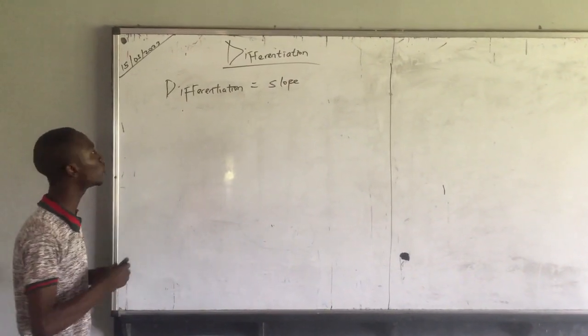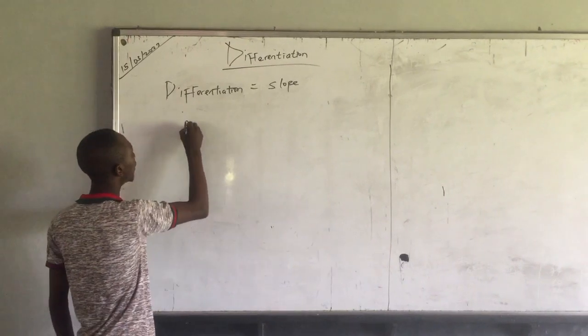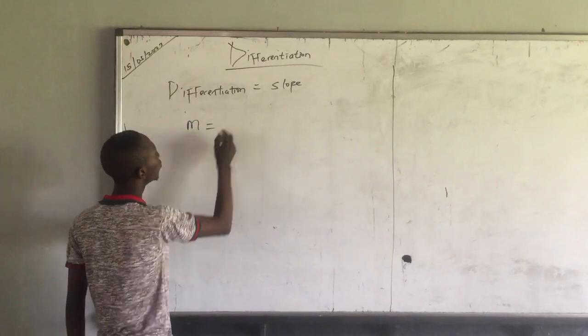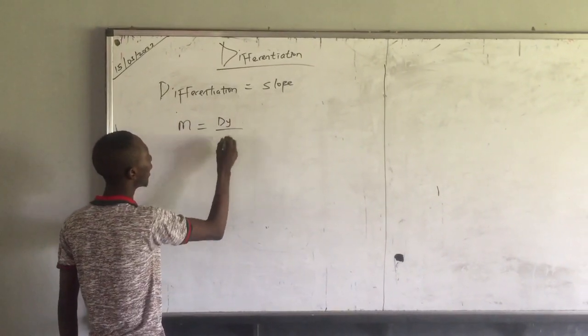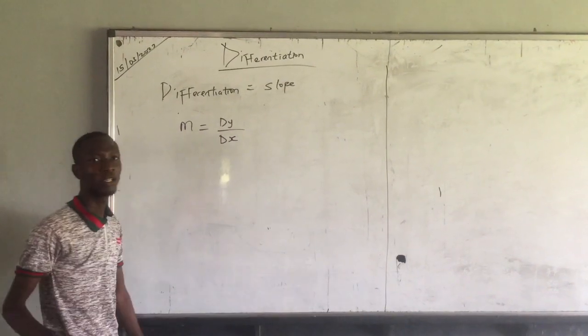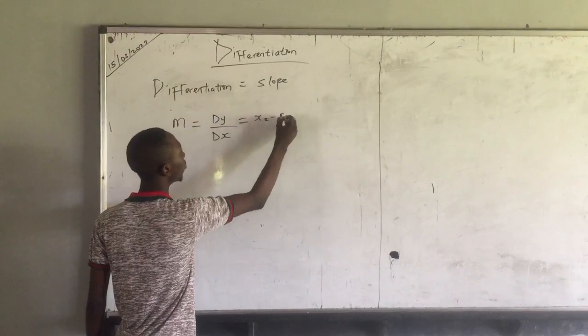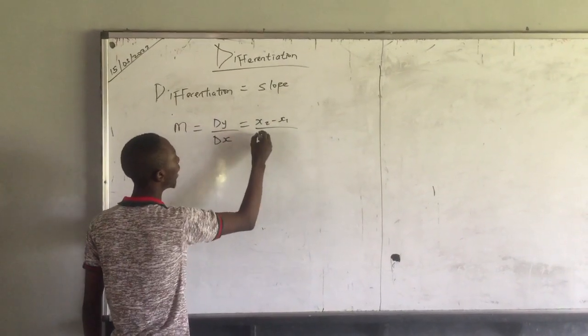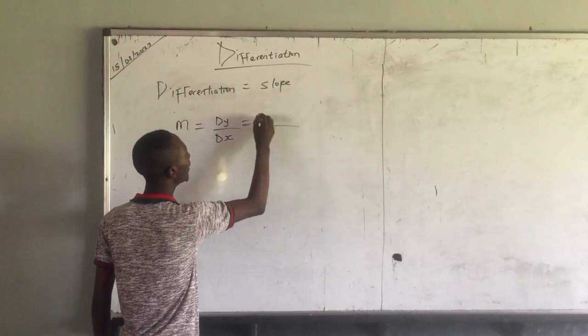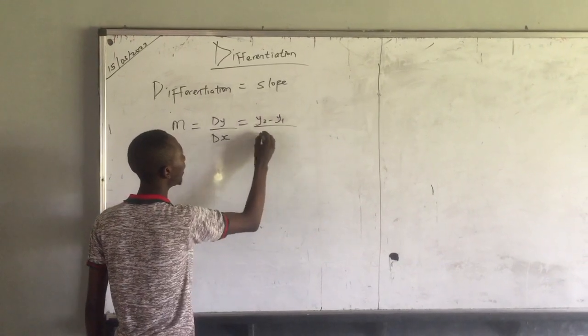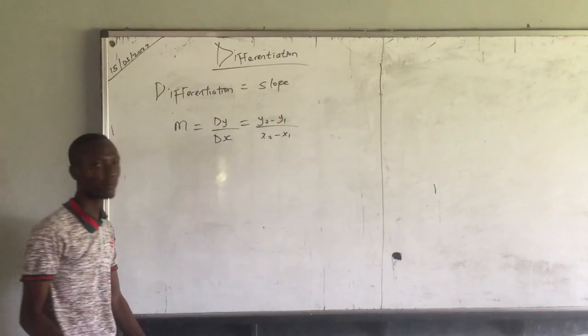Now in your secondary school, what's the formula for slope? You have been taught that the formula for slope is change in y over change in x. So what is change in y? Change in y is y2 minus y1 over x2 minus x1.